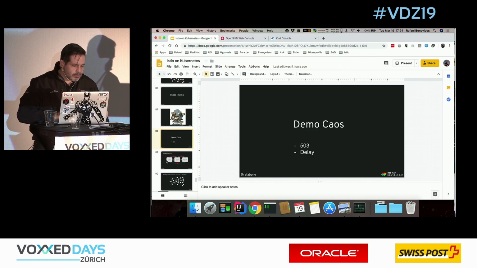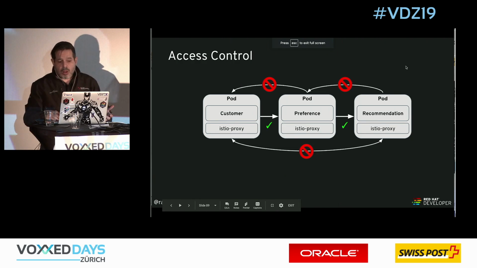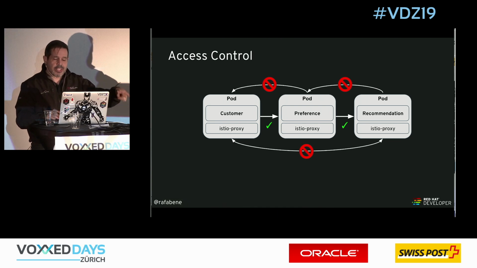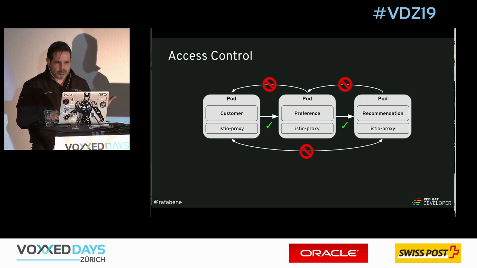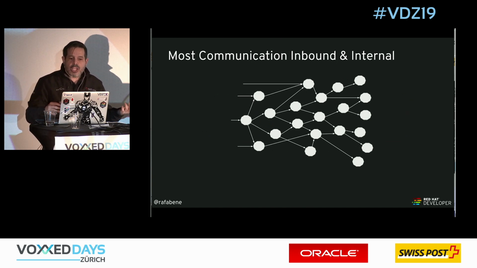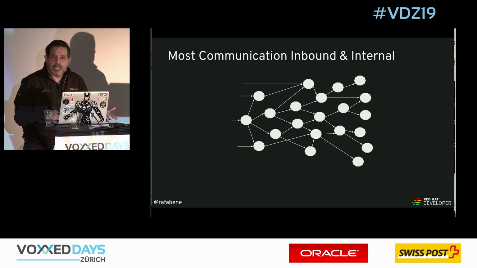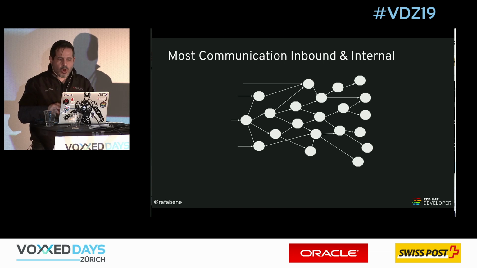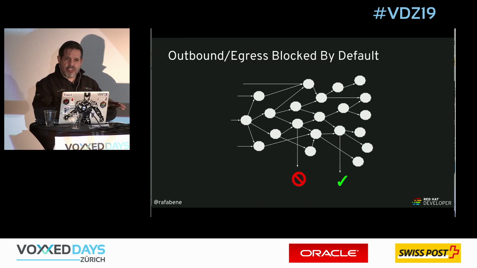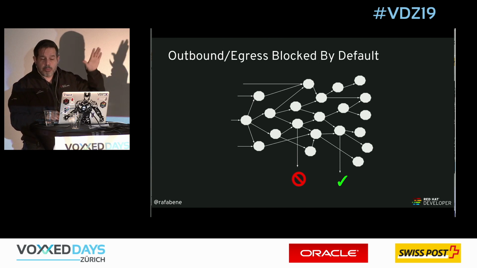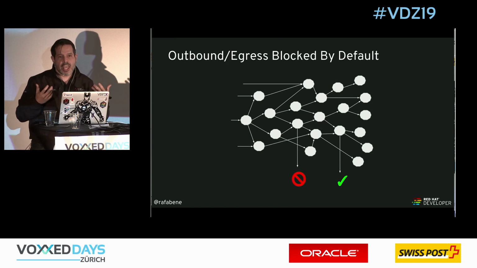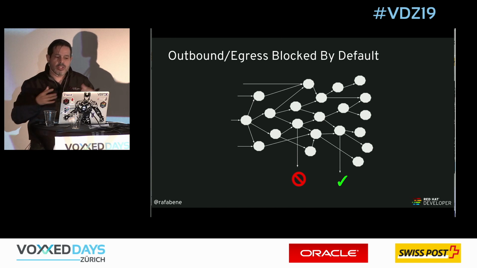Okay. Of course, we can have access control policy. For example, here customer can access preference, can access recommendation, but recommendation cannot access preference back. That's not allowed. Preference cannot access customer. Recommendation cannot access customer. I can control that with Istio. Most of the time, communication inside microservices is inbound and internal. But what happens if a hacker places malicious code on my application that sends sensitive data outside of the cluster? Istio blocks all the outside traffic by default. It's blocked. So in the case of an exception, if you really need to access an external resource, then you need to write a rule that allows you to access it.